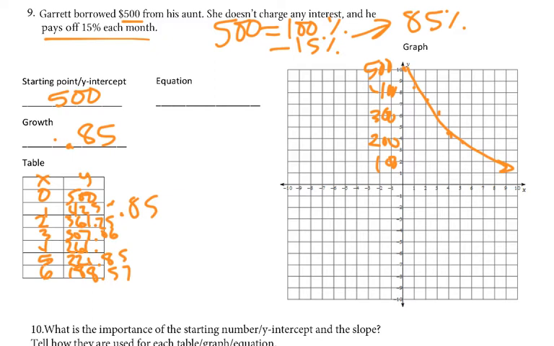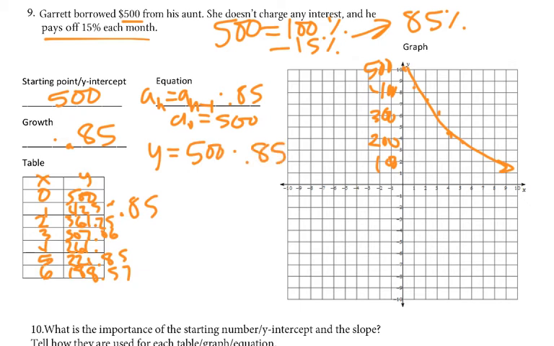Okay, then our equation, a sub n equals a sub n minus 1 times 0.85, a sub 0 equals 500, and then y equals 500 times 0.85 to the x.